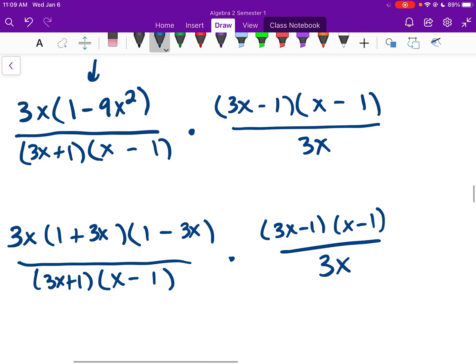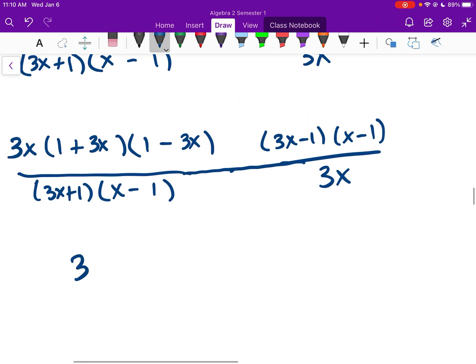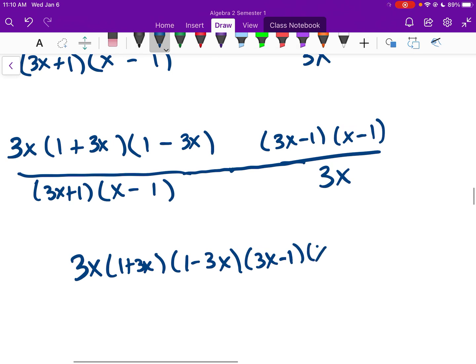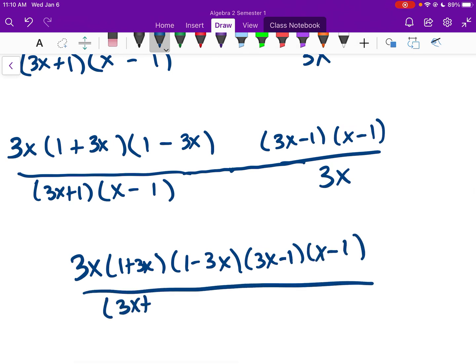Now, here's the nice part. Now that it's in factored form and we're multiplying those two terms, it's top times top, bottom times bottom. I'm just going to make it all one fraction. So then we'll have 3x times 1 plus 3x, 1 minus 3x, 3x minus 1, x minus 1, all over 3x plus 1, x minus 1, 3x.